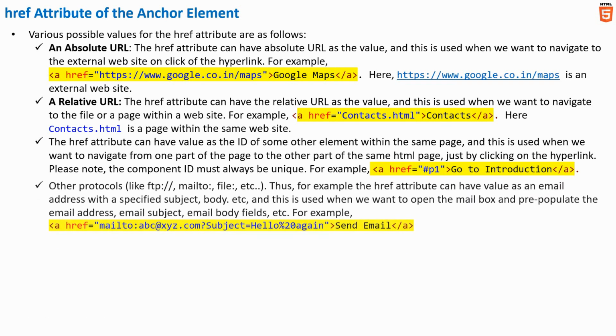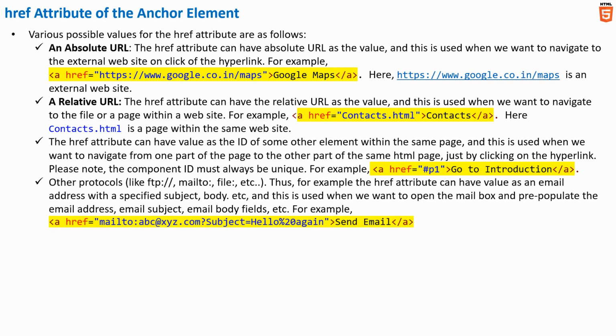The href attribute can also have many other values like mailto, FTP, etc. For example, the href attribute can have a value as an email address with a specified subject, body, etc. And this is used when we want to open a mailbox and pre-populate the email address, subject, body, etc. on click of that hyperlink. For example, here I have an anchor element where the content is send email. Now as soon as the user clicks on send email, it will open the mailbox and will populate the to email address with abc@xyz.com and will set the subject as hello again.